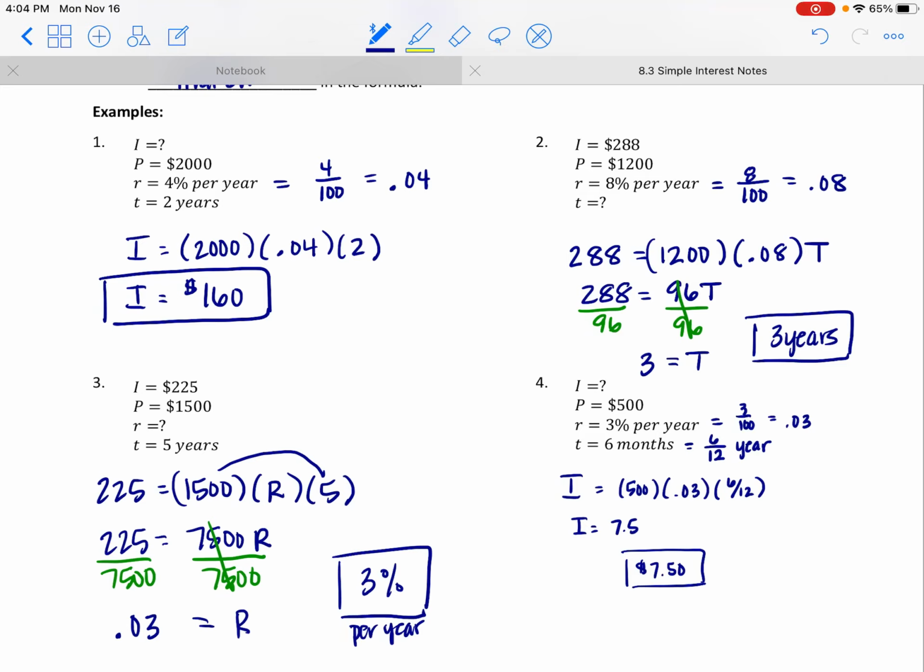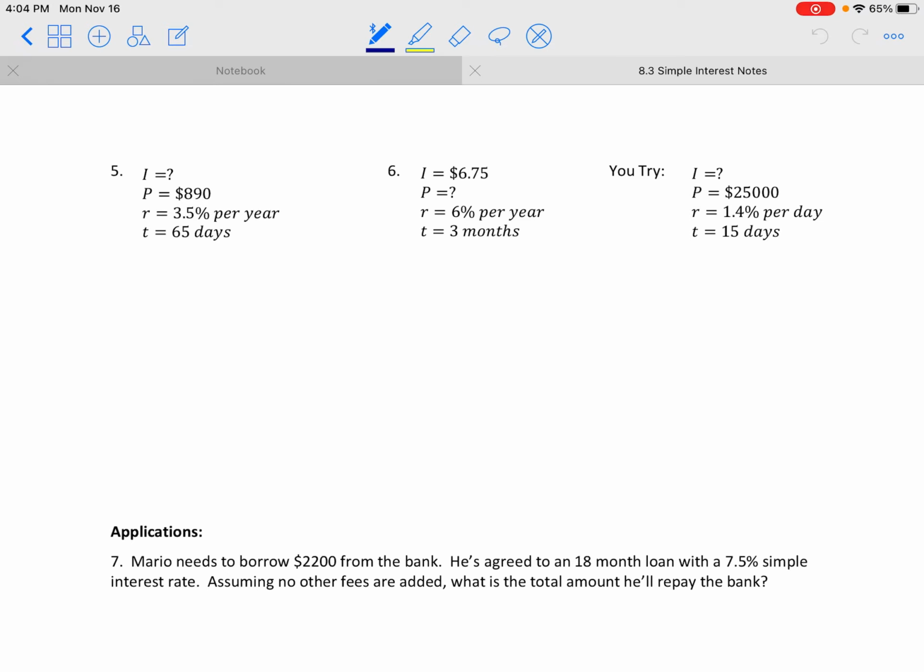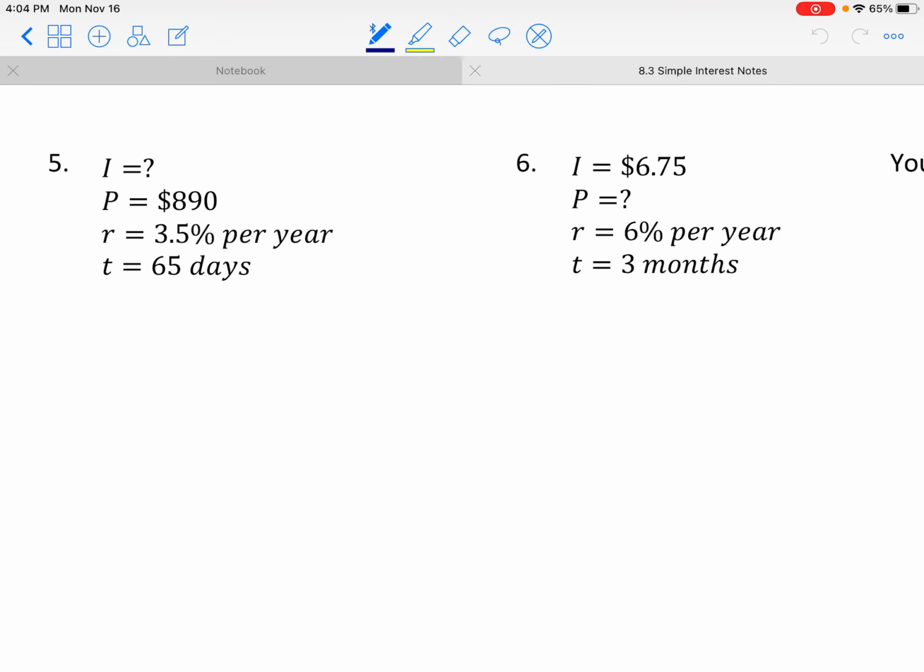Doesn't seem like a real huge amount, okay? But every little bit counts. And that's just 6 months. All right, let's look at a few more where we have to do some conversions.